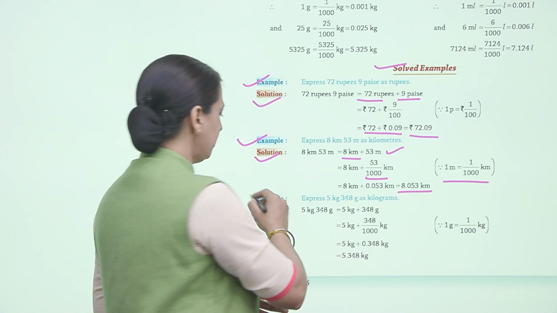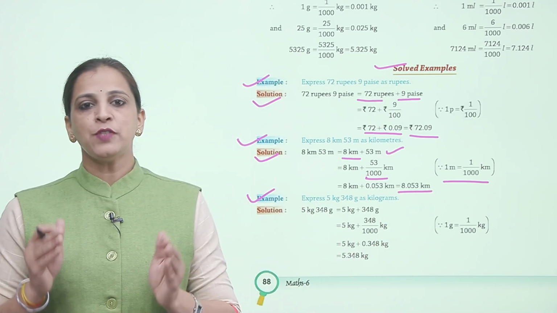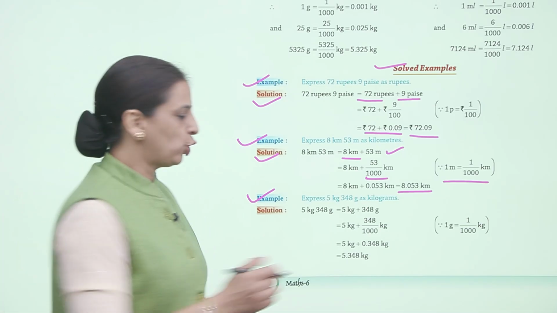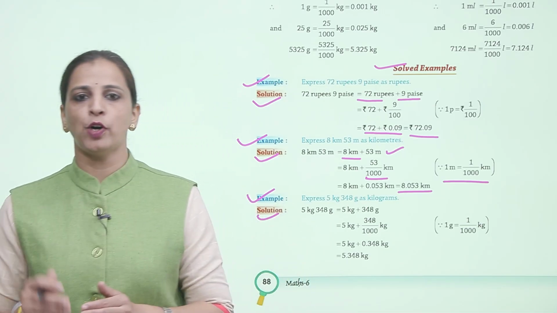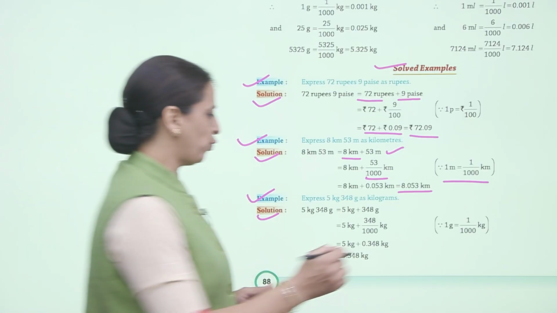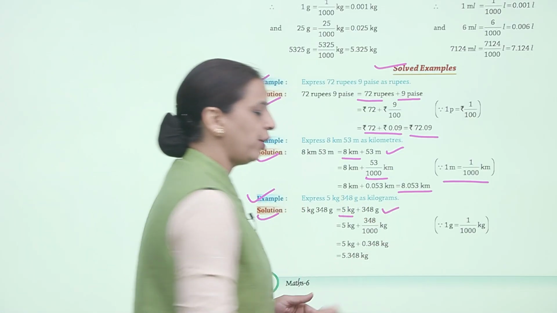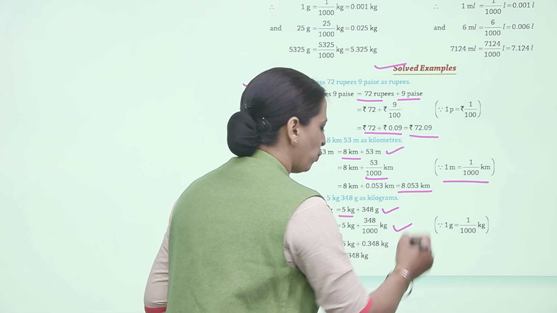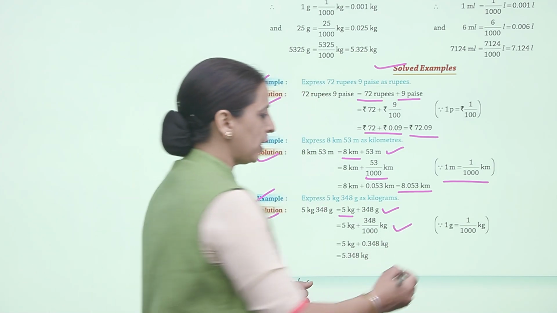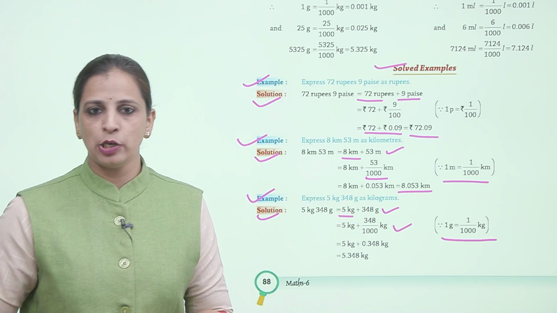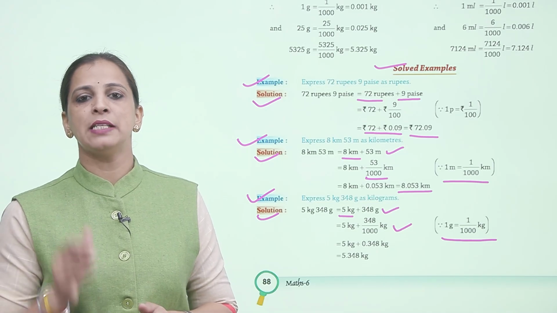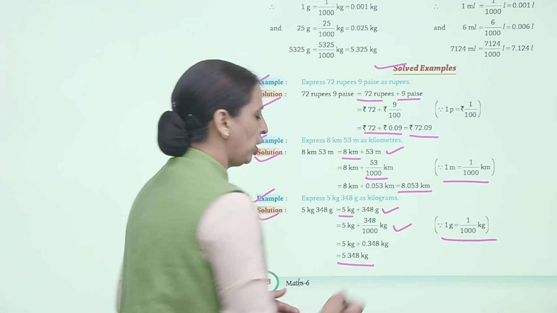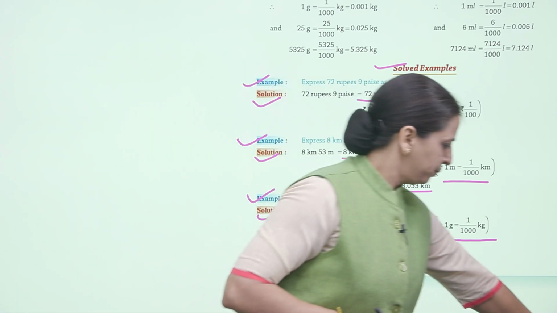Now next example. Express 5 kilogram 348 gram as kilograms. Solution: 5 kilogram 348 gram is equal to 5 kilogram, already in kilogram, and 348 gram becomes 348 upon 1000 kilogram, as 1 gram is equal to 1 upon 1000 kilogram. So 5 kilogram plus 0.348 kilogram becomes 5.348 kilogram.